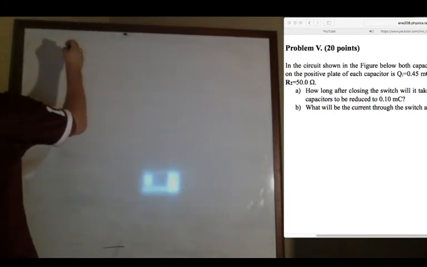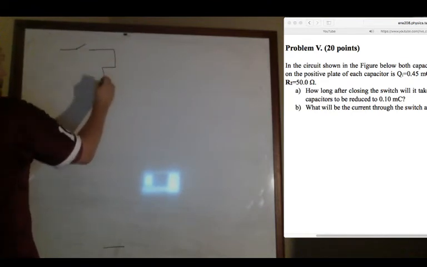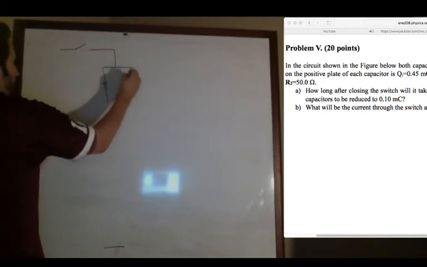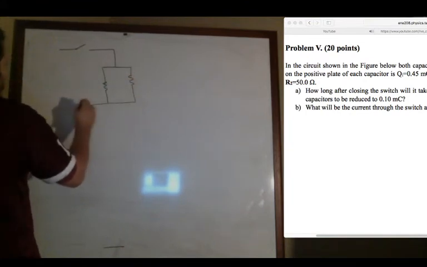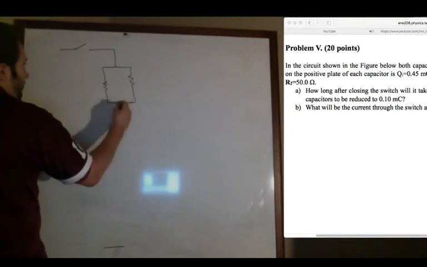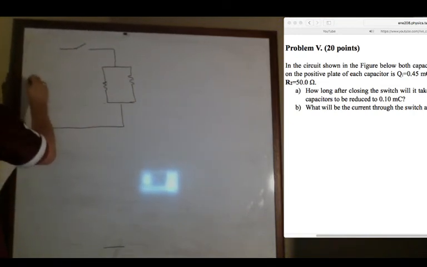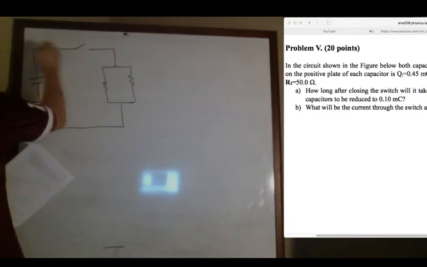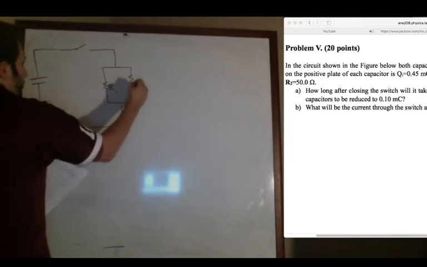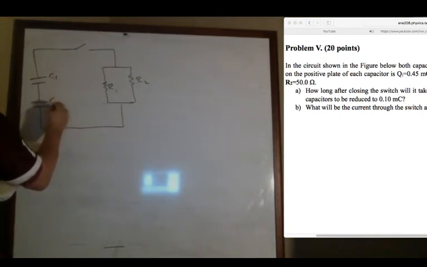Okay, so what do we got? We got the switch. We got a couple resistors in parallel. And here we got a couple of capacitors. R1, R2, and C1, C2.